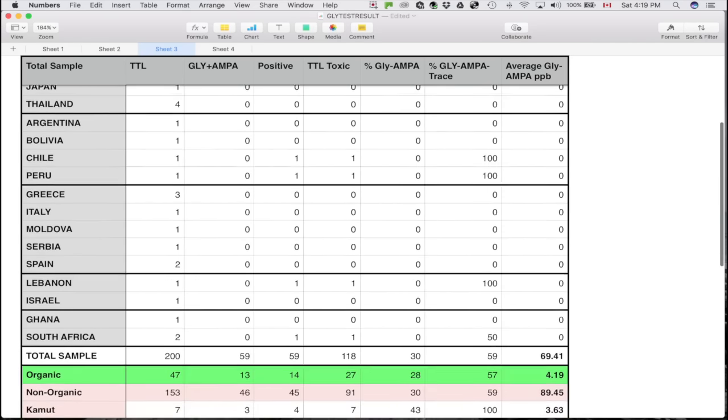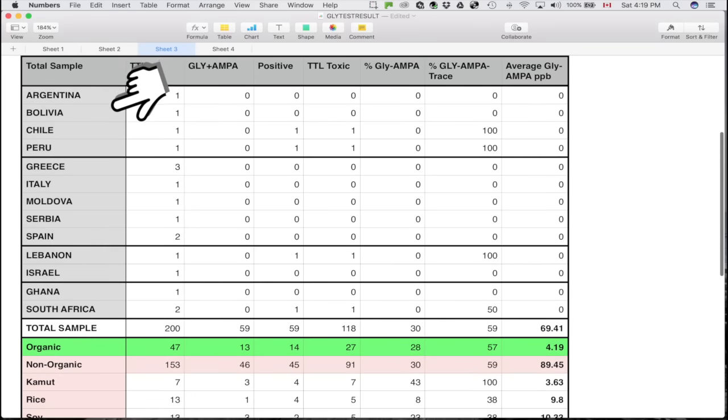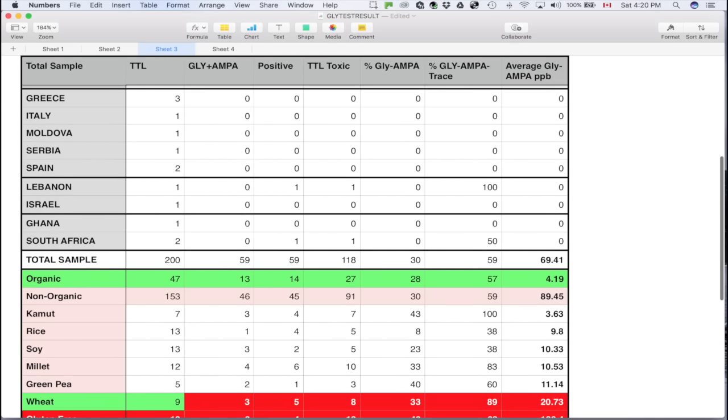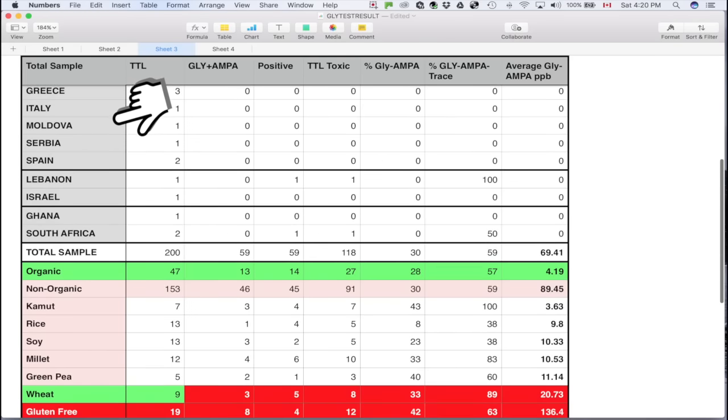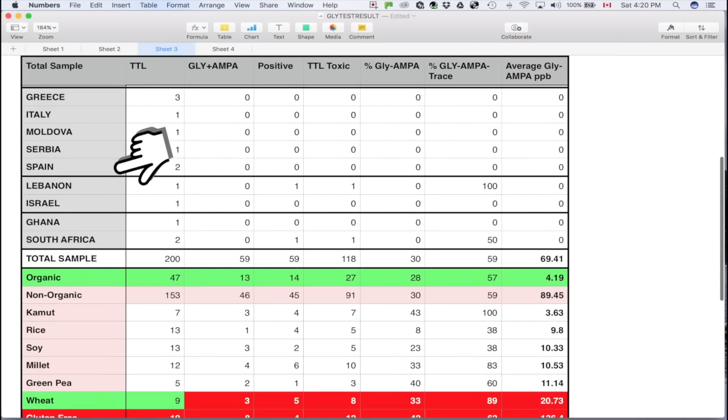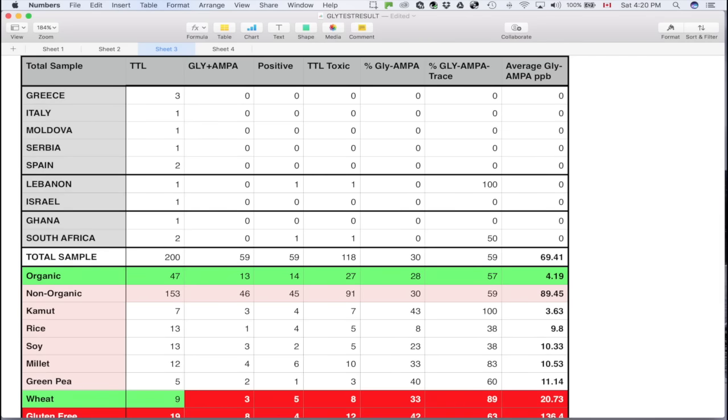And then comes South America with Argentina, Bolivia, Chile, and Peru. Chile and Peru show some trace amount of glyphosate, but no measurable amount, and for all countries the measurable amount in South America remains 0. Then come some countries in Europe: Greece, Italy, Moldova, Serbia, and Spain. Apparently these 5 countries had imported foods that were tested by CFIA, and their readings are also all 0.